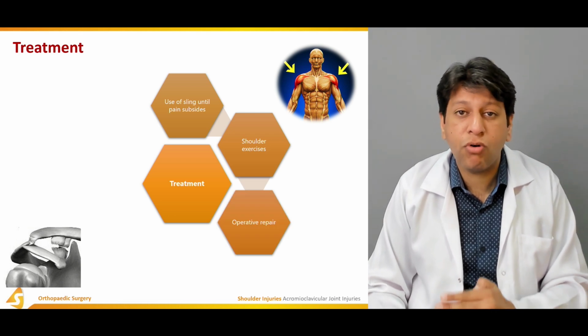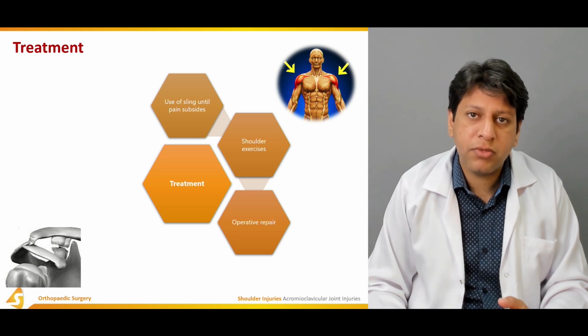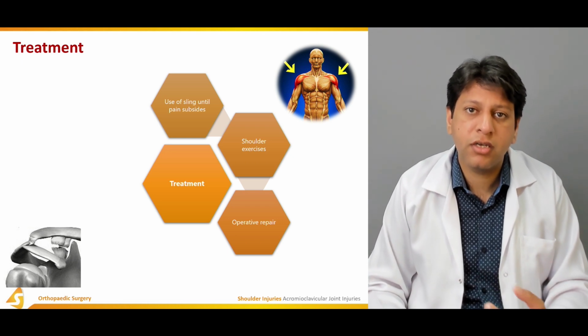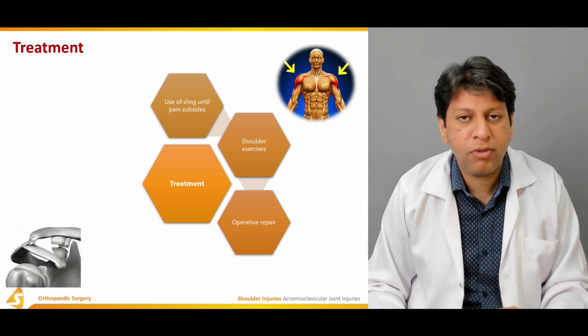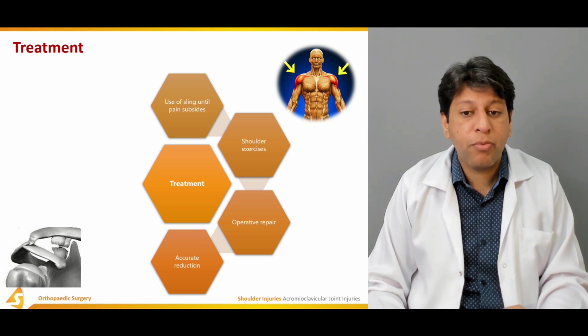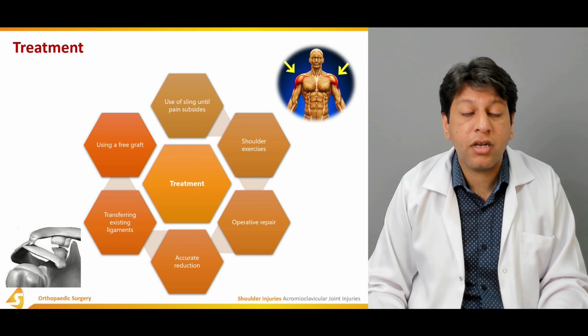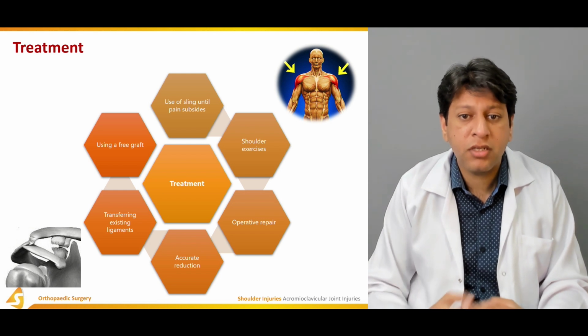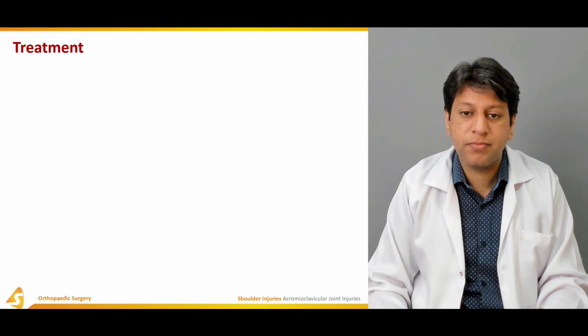Operative repair is for all type 4, 5 and 6 injuries, and in all those type 3 injuries in which the patient is young, a heavy manual laborer or an athlete, then we probably have to go for operative repair. Operative repair means acute reduction. It could be transferring the existing ligaments, repair of the coracoclavicular ligaments, or using a free graft in the form of autologous grafts as well.